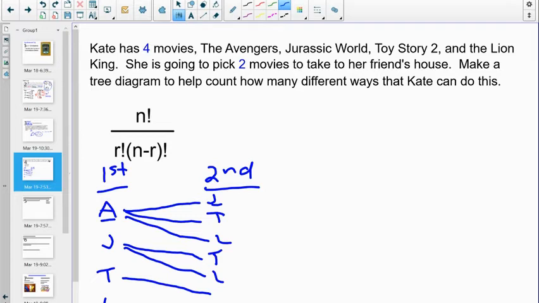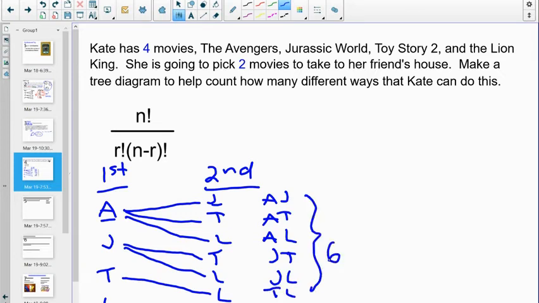So then we could have T, and then what other ones? So we already have T, J, T, A. We do not have TL yet. And then we already have our other options. So L is not going to be drawn to anything. So we have either Avengers, Jurassic World, Avengers, Toy Story, Avengers, Lion King, Jurassic World, Toy Story, Jurassic World, Lion King, and then Toy Story, Lion King. Those are our only 6 options here.